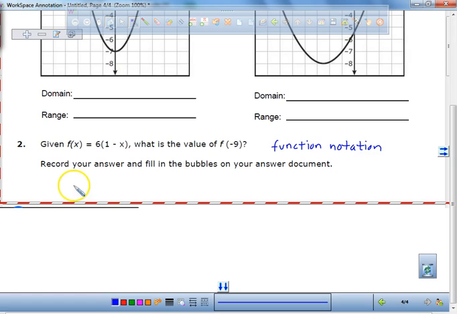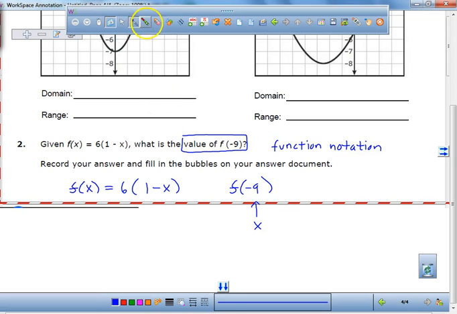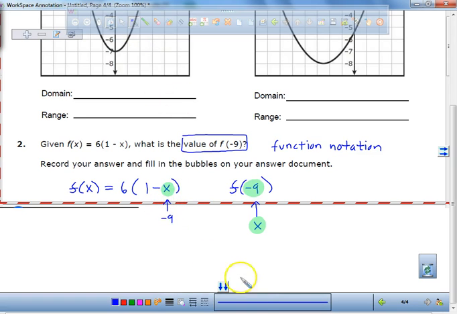Now, function notation, instead of y equals, you're going to see f of x. And this says f of x equals 6, parentheses, 1 minus x. And it says, what is the value of f of negative 9? F of negative 9, what does that mean? That means all you've got to do is plug in a negative 9 for what value? X, right there. We're going to plug in a negative 9.